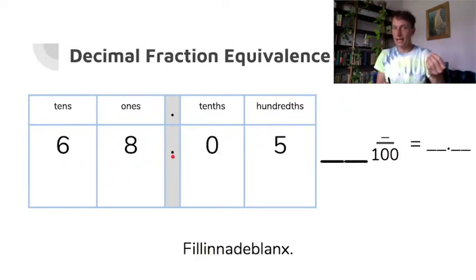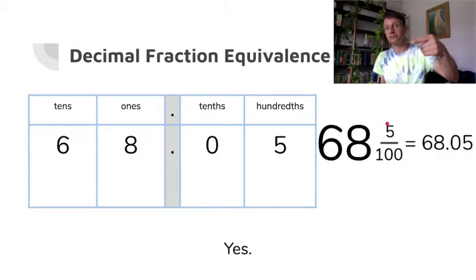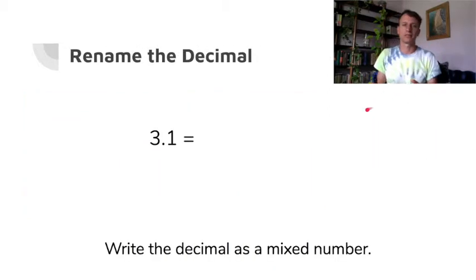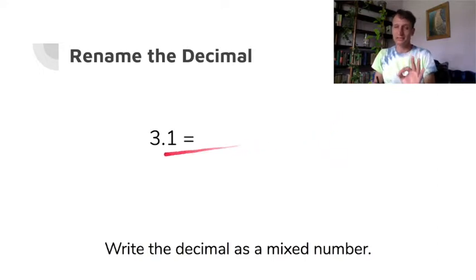68 and 5 hundredths. 68 and 5 hundredths. 68 and 5 hundredths. All right, we see how that works. All this little basic stuff here, if you're like, okay, you'll need it later on.